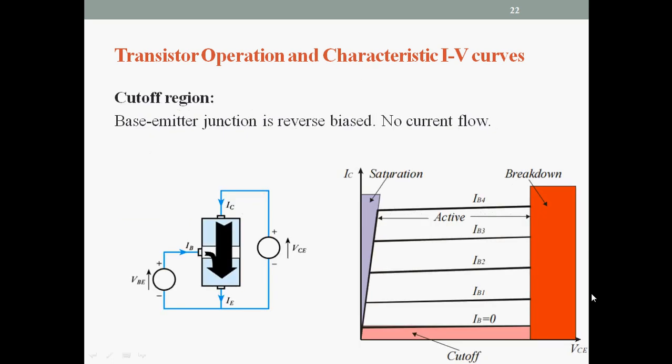The transistor operation and characteristics IV curves. For the cutoff region, the base emitter junction is reverse biased. Here we can see the cutoff region. When the transistor is in the off state, or we can say the base emitter junction is reverse biased, there is no base current flowing into the circuit, and the transistor is in its cutoff region.